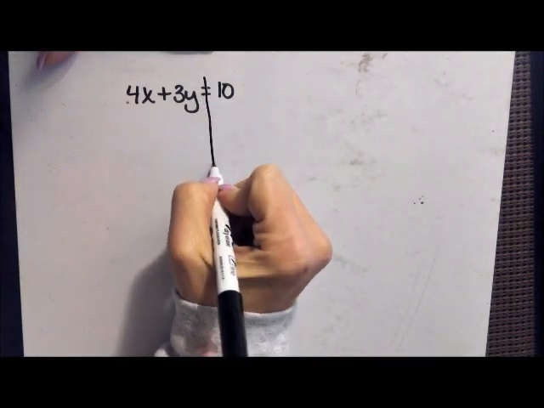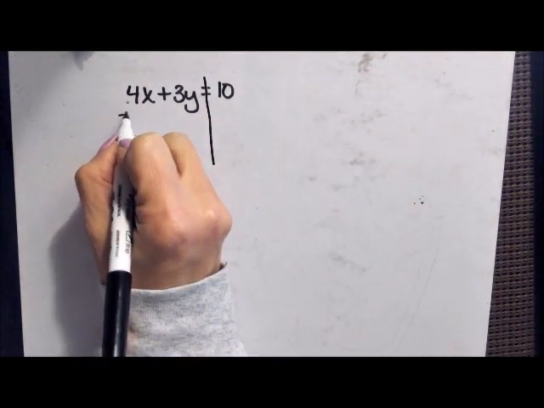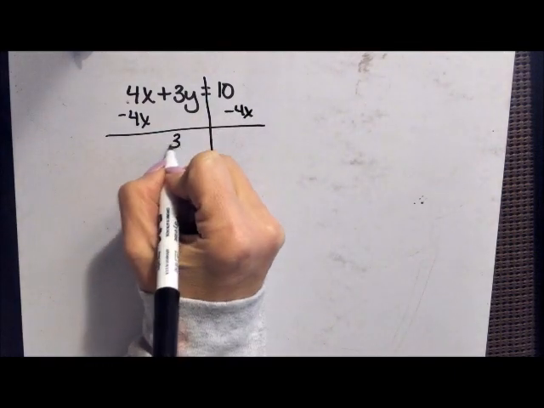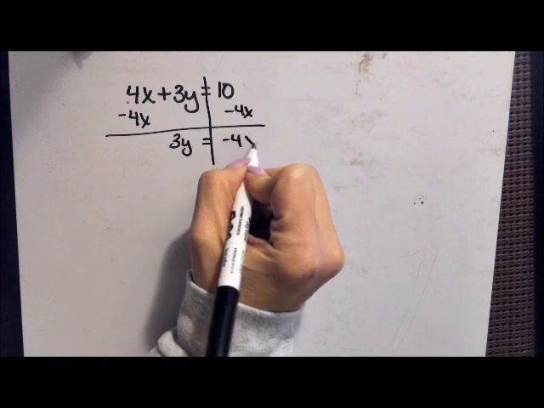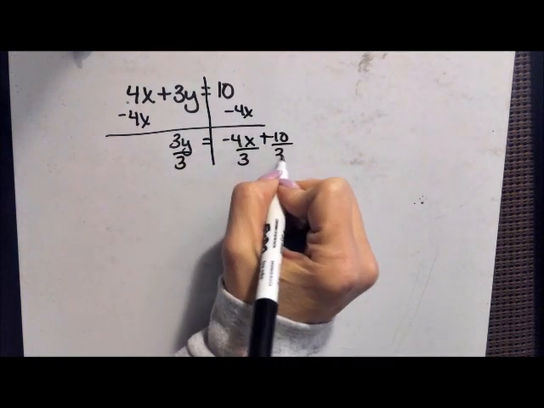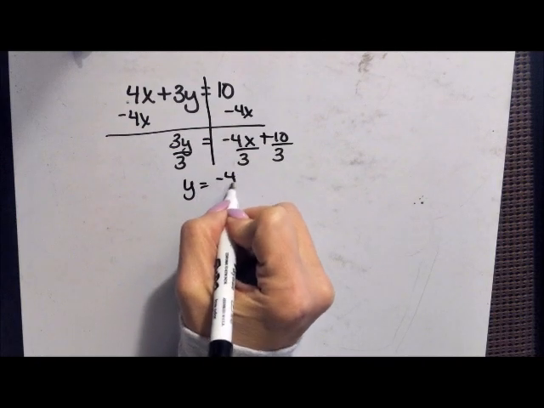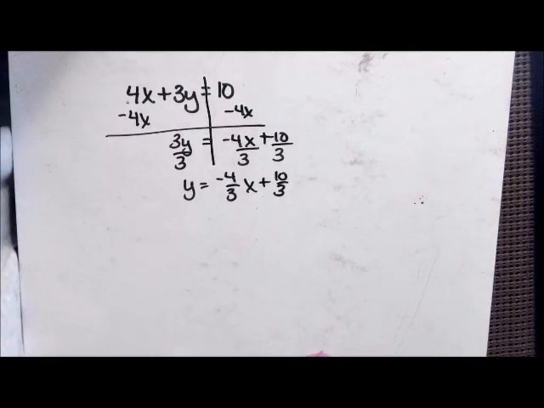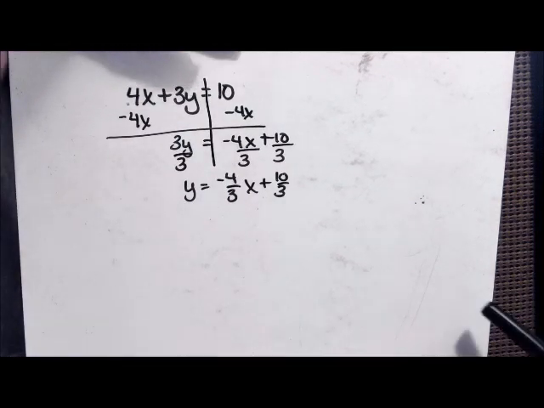If I didn't put it into Desmos, I would move the x, divide the y. So I would move the x. I'm just going to work this one super quick. And then I would have -4x plus 10. I would divide by the y, which is 3, and get y equals -4 over 3x plus 10 over 3. Okay, move the x, divide the y, put it in my graphing calculator, and I would graph it.